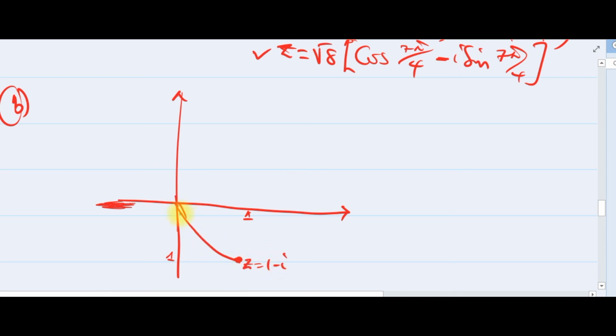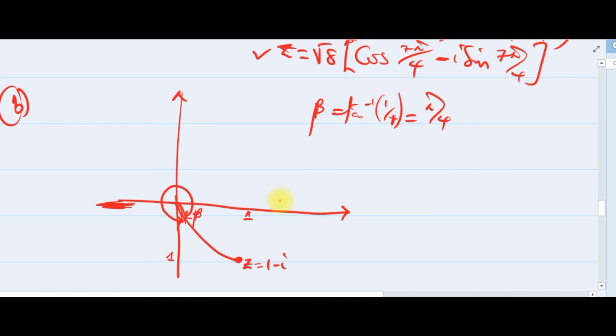Our argument here is either this way, moving anticlockwise, or we move clockwise. Let's remember, this is our positive sense, while this is our negative sense. Let's call this angle beta. Notice that beta is tan inverse of 1 over 1, which is pi over 4.